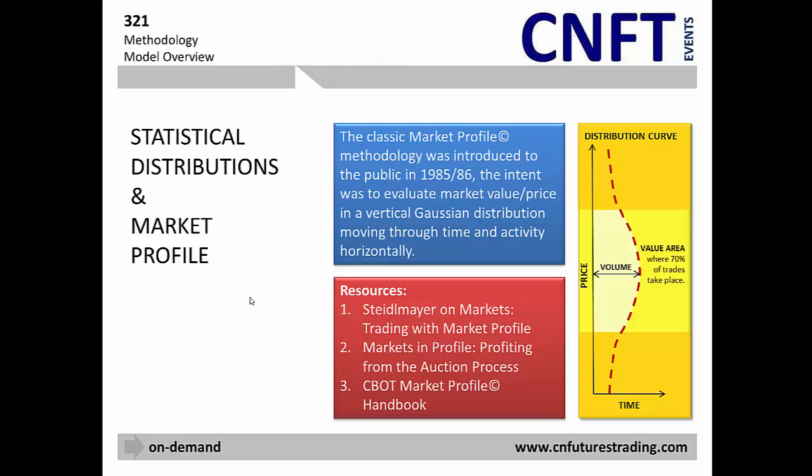The resources where you can go read up more about it, Settlemyre has several books: Settlemyre on Markets, Trading with a Market Profile, Markets in Profile, Profiting from the Auction Process, and then the one I really like the best is the original CBOT Market Profile Handbook. Gives you the original intent and how it was constructed and how you could use it. So lots of reference materials. The biggest thing was that most Gaussian distributions we look at are laid on their side like this, or normal distributions.